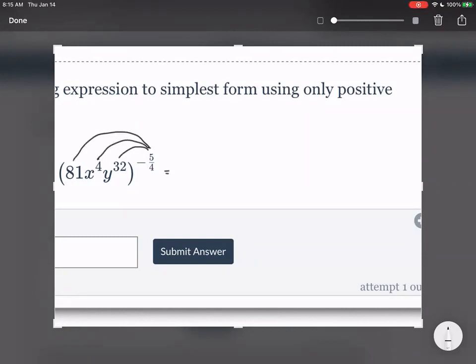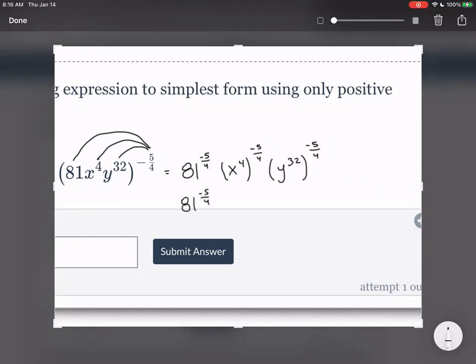So this is going to be 81 to the power of negative 5 over 4 times x to the power of 4 to the power of negative 5 over 4 times y to the power of 32 to the power of negative 5 over 4. Okay, and we are going to simplify each of these pieces. So that's going to be fun. It's like 3 problems in one. Okay, so we have 81 to the power of negative 5 over 4. Let's leave that one for now.